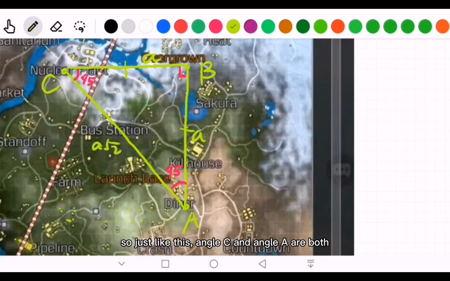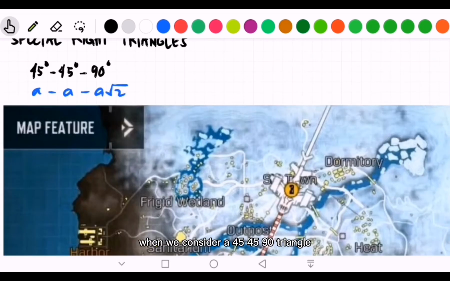Just like this, angle C and angle A are both 45-degree angles, and it follows that CB is congruent to AB. That is why we have used A to show that side AB is congruent to side CB. And the side opposite 90 degrees, which is angle B, is A square root of 2, which is the hypotenuse. So this is the proportion that we should remember when we consider a 45-45-90 triangle.